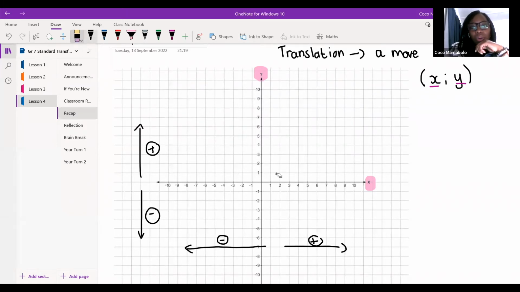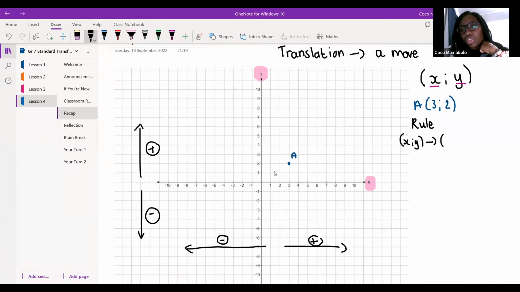All right. So I'm going to tell you guys now that this is my coordinate for A. My coordinate for A is 3, 2. Okay. And then I'm going to tell you the rule. The rule is I moved from XY and I went to X minus 1, Y plus 3.